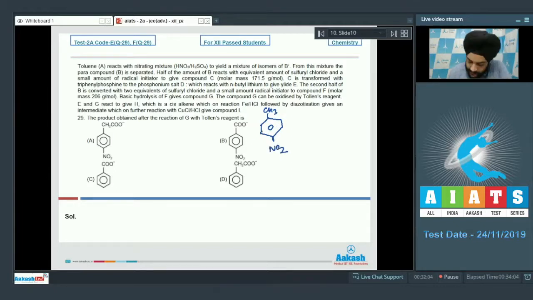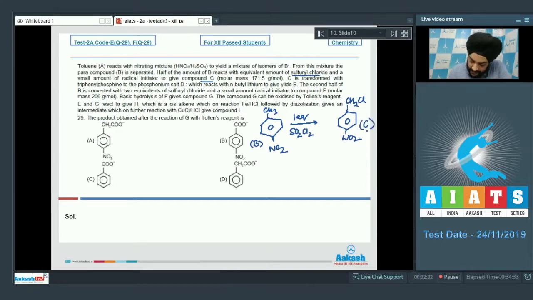So this is the compound B, students. Half of the amount of B reacts with an equivalent amount of sulfuryl chloride and a small amount of a radical initiator to give the compound C. So this reacts with one equivalent of sulfuryl chloride, which is SO2Cl2. One of these hydrogens will be replaced and we're going to have CH2Cl and there will be a para NO2. So this is the compound C.